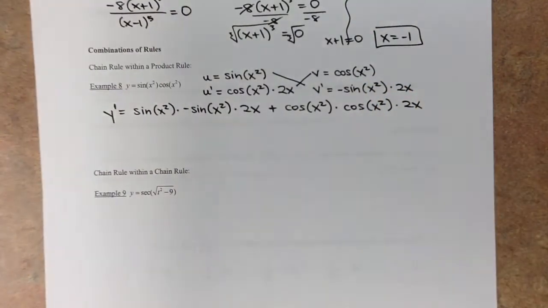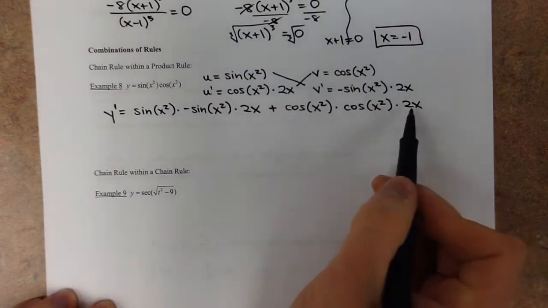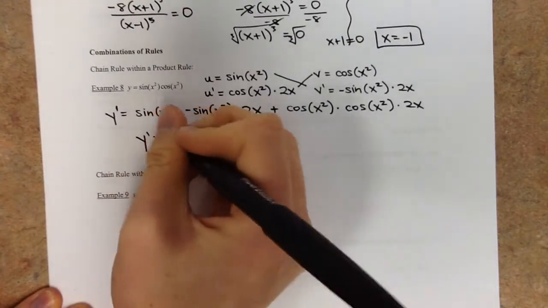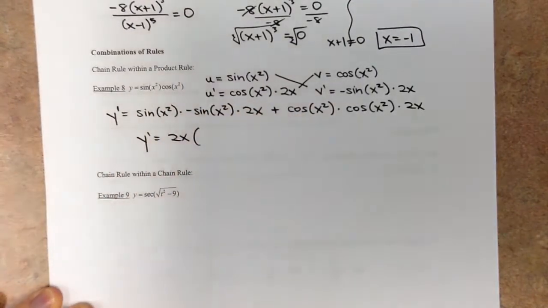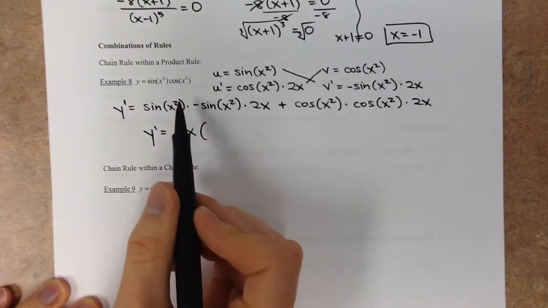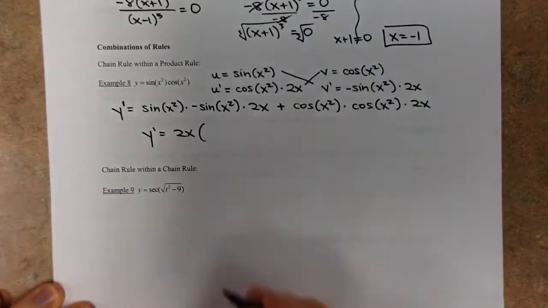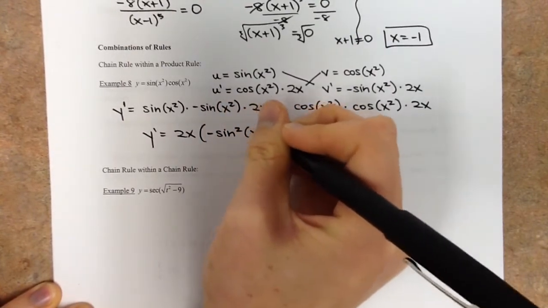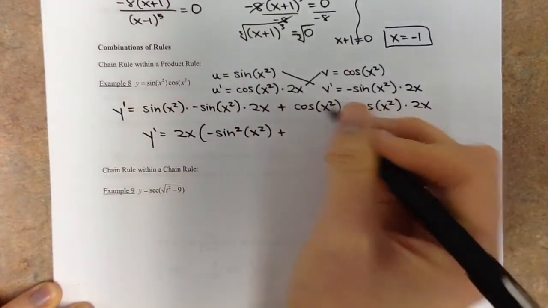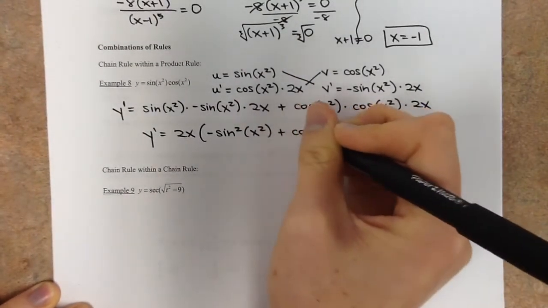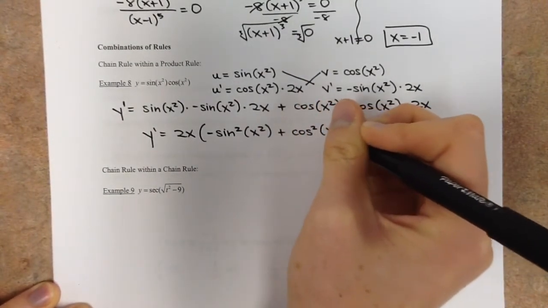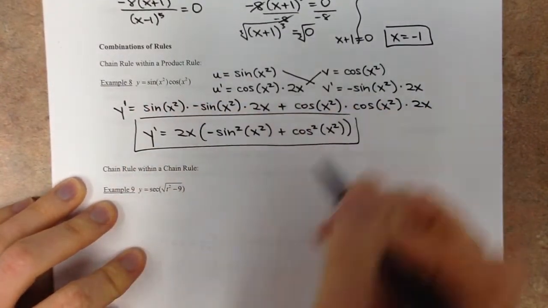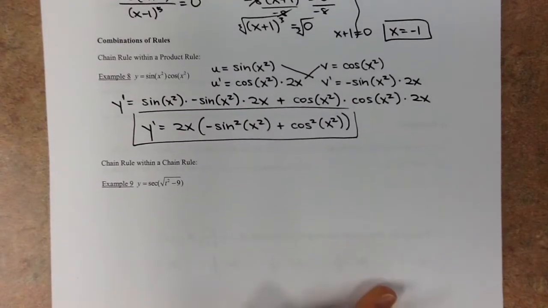So let's clean everything up here. First of all, we've got a 2x here and a 2x here. We could factor a 2x out. So y prime is, factoring out a 2x, and then in parentheses, we have sine times sine. Because the input function is the same, we can write it as sine squared. So this is negative sine squared of x squared. And then plus, again here, I can do cosine squared. This is cosine squared of x squared. All right, so that is your beautiful derivative. Product rule with a chain rule.